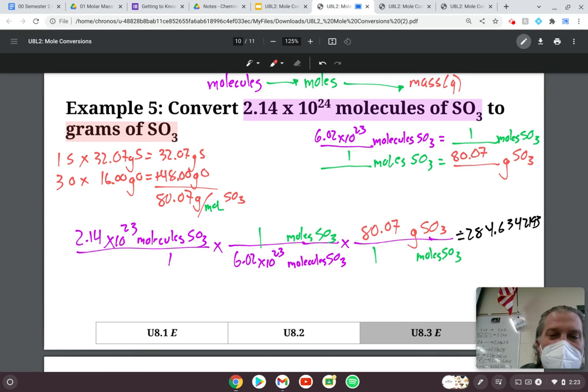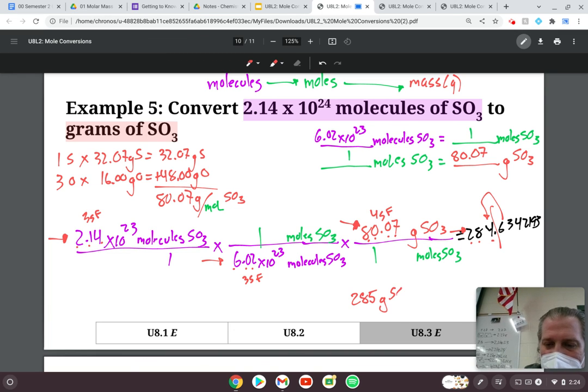284.6342193. Now sig figs. So draw an arrow here, and I count 1, 2, 3 sig figs. Draw an arrow down here, and I count 1, 2, 3 sig figs. Draw an arrow here: 1, 2, 3, 4 sig figs. So my answer's got to have 3 sig figs. So I draw an arrow here, and I count 1, 2, 3. That 6 will round that 4 up. So my final answer here is going to be 285 grams of SO3.